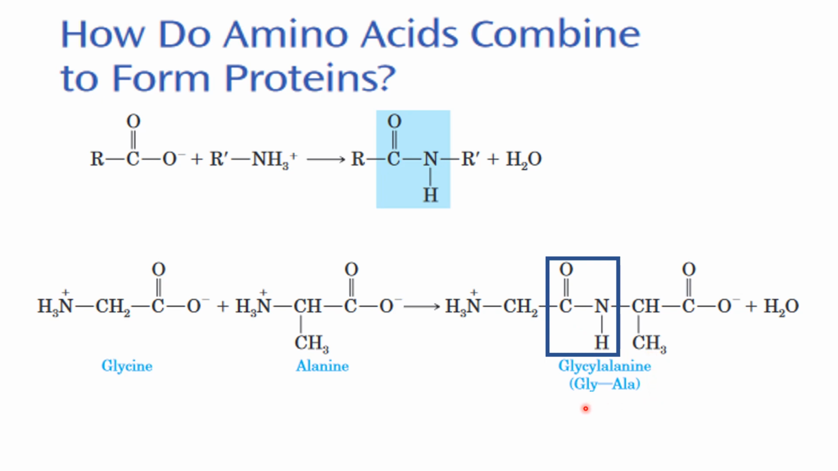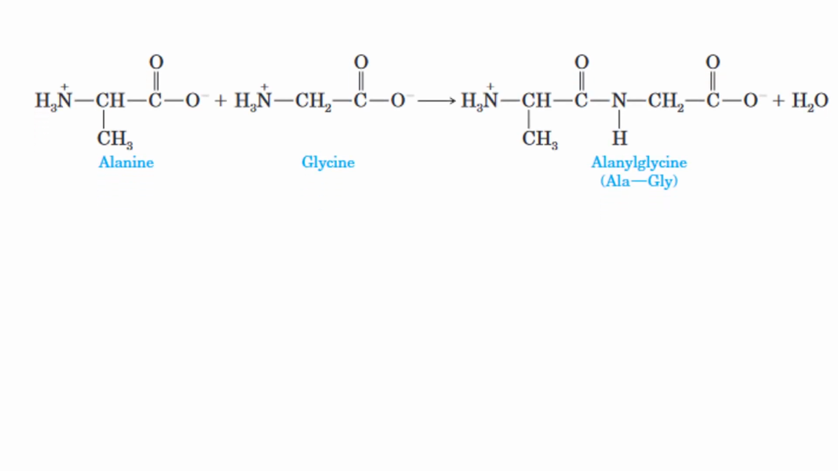This dipeptide is called glycylalanine. This is the resulting peptide bond. It is important to realize that glycine and alanine could also be linked another way. In this case, we get a different dipeptide.